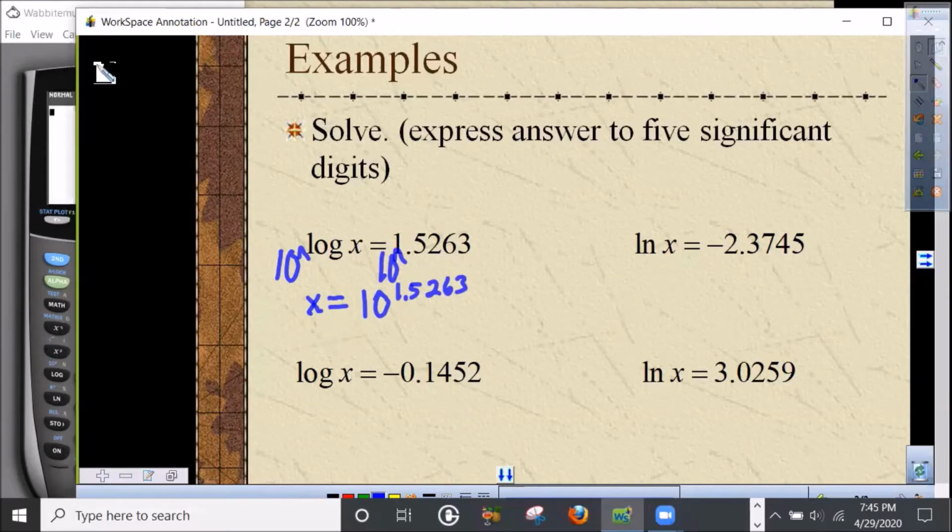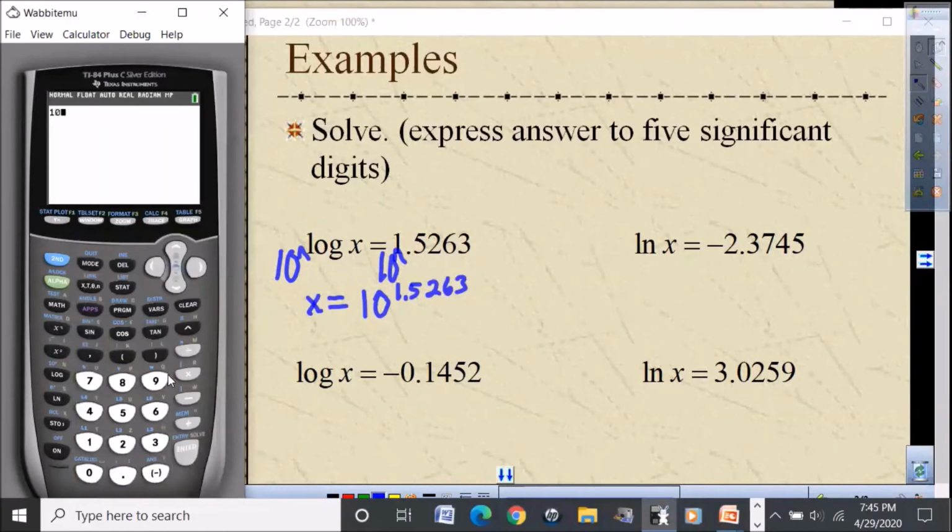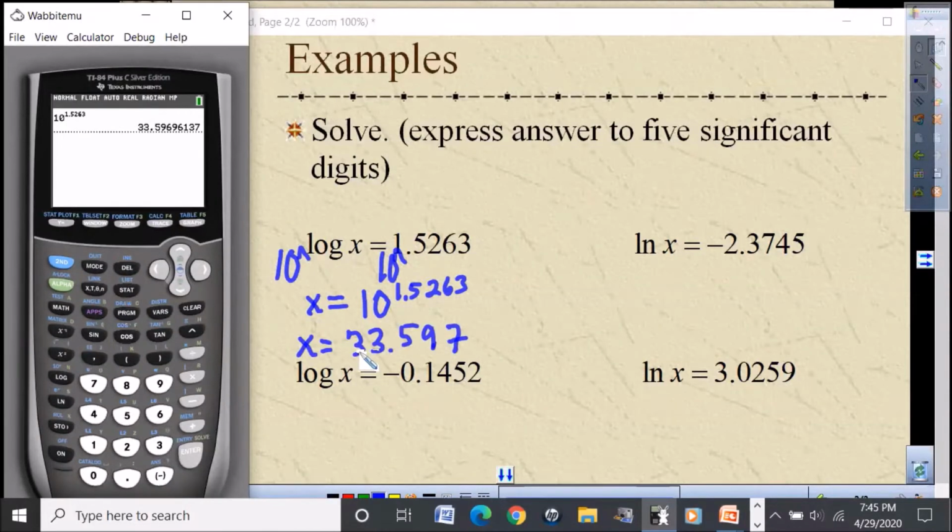Now we'll take a calculator and find 10 to the power 1.5263, and our solution is that x is equal to 33.5969637 approximately, and this time our directions are to express the answer to 5 significant digits. So we'll take the 33 and then 3 digits after the decimal. That will be 33.597. The equation below it will be solved in a similar way.